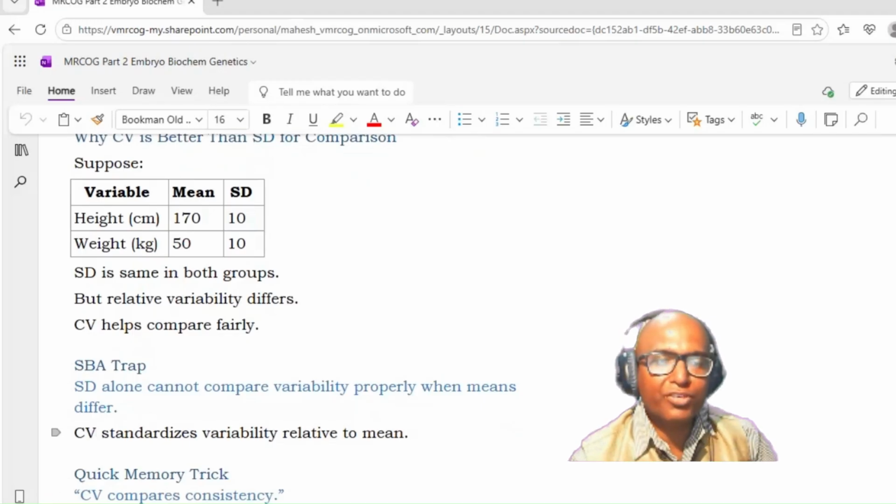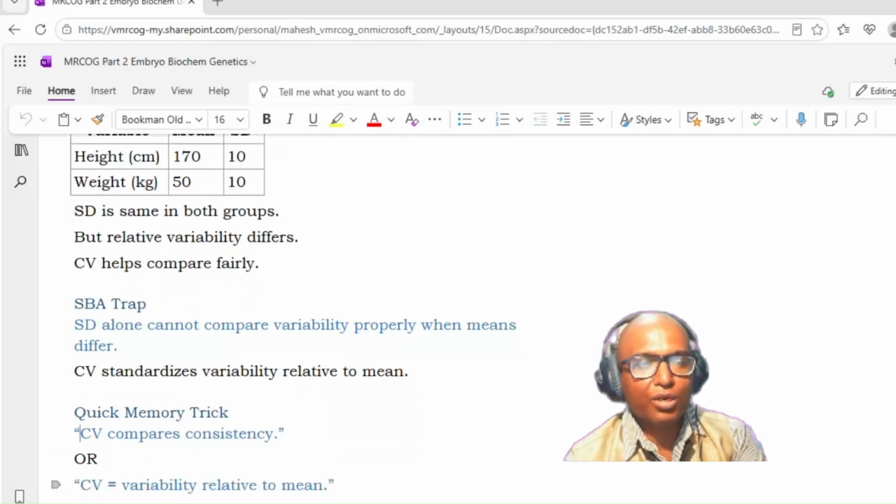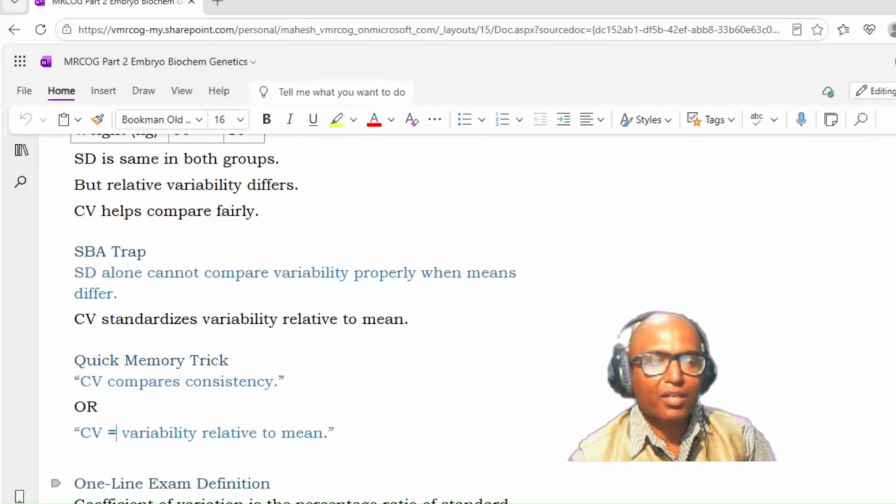So coefficient of variation standardizes variability relative to the mean. So this coefficient of variation will standardize the variability relative to the mean. So just for the understanding point of view, remember CV compares consistency. So coefficient of variation compares consistency. Coefficient of variation is the variability relative to the mean.